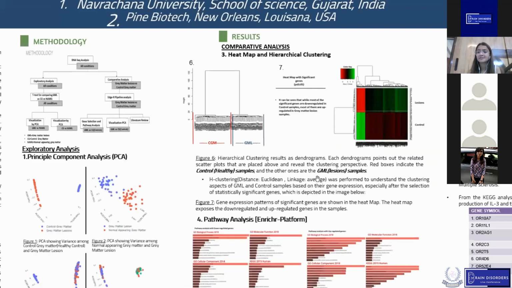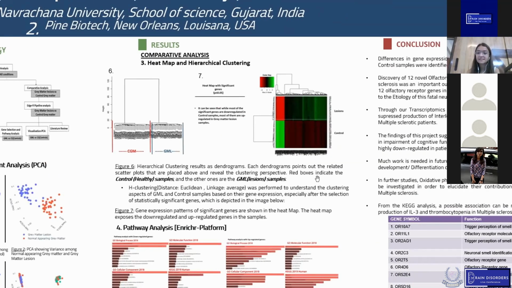In order to be double sure for my comparative analysis that the variation is okay, I performed a heat map and a hierarchical clustering. In figure number 6, you can see the results of the hierarchical clustering, and it is very evident that control gray matters and the gray matter lesions form distinct clusters, which indicates that there is a variation between these two groups. At the gene level, something is separating gray matter lesions and control gray matter groups.